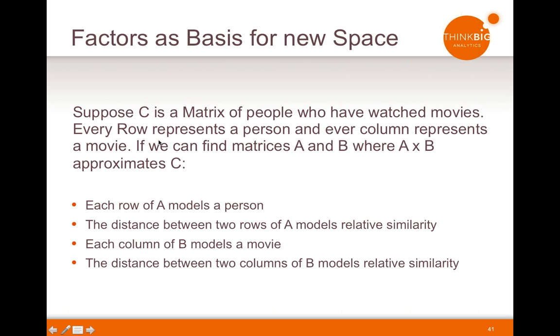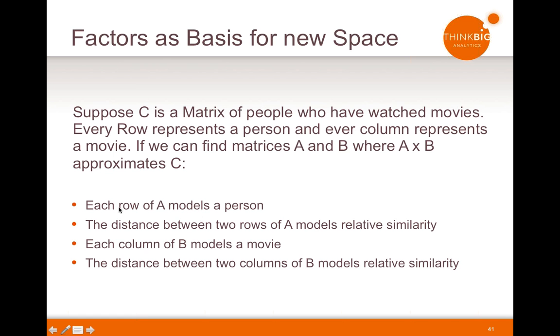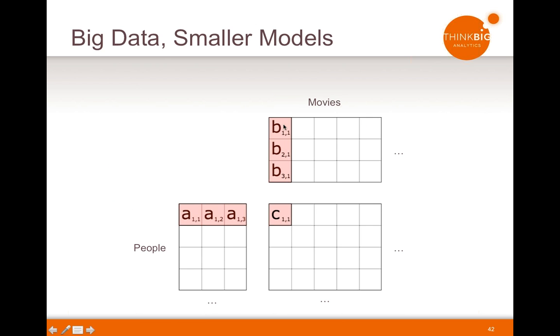So again, imagine C is a matrix of people who have watched movies, where every row represents a person and every column represents a movie. If we can find matrices A and B where A times B approximates C, then we would have this model where each row of A models a person, and the distance between two rows of A models relative similarity. Each column of B models a movie, and the distance between two columns of B models the relative similarity of movies.